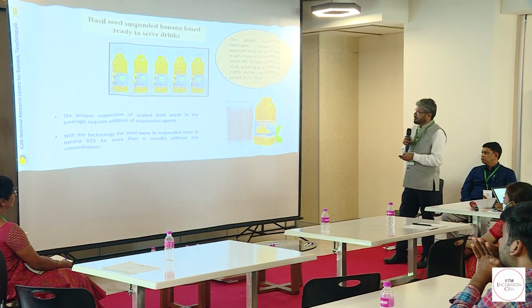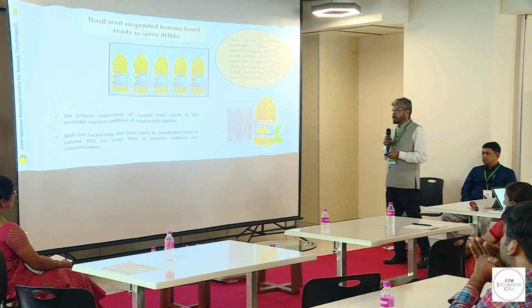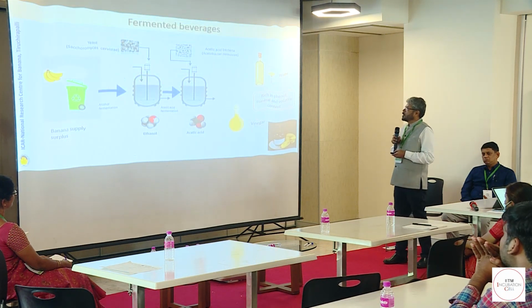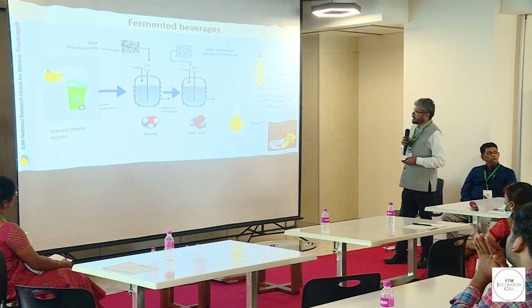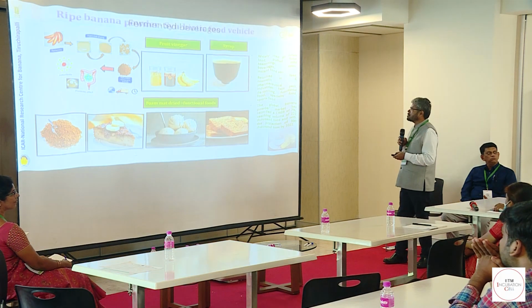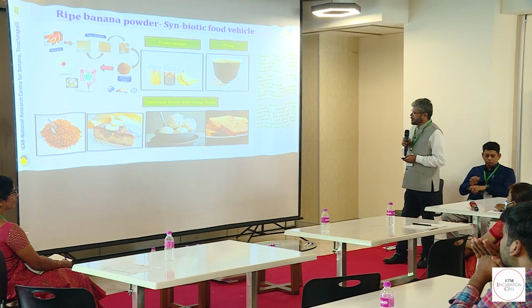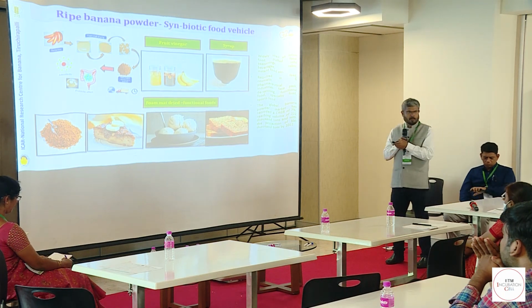Then we have filed a patent for a basil seed suspended banana-based RTS. Then coming to the fermented beverages, ethanol and acetic acid could also be produced using acetic acid bacteria as well as yeast. Then fruit vinegar, syrup and foam mat dried functional food. This is what I was telling.